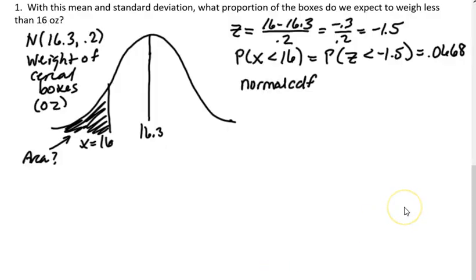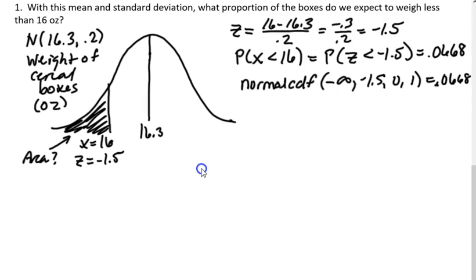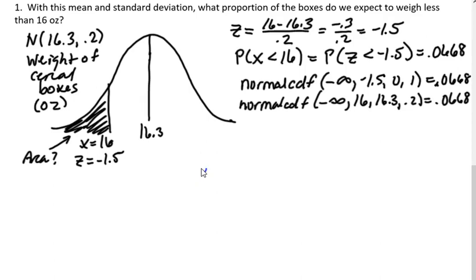So let's go back and write that on. I could use normal CDF using negative infinity. So this z-score is negative 1.5 here. So that is the number of standard deviations that 16 is below 16.3. Negative infinity, negative 1.5, 0, 1, 0.0668, or normal CDF using the original data values, 16, 16.3, and 0.2, also 0.0668. So 3 different ways to find that value.